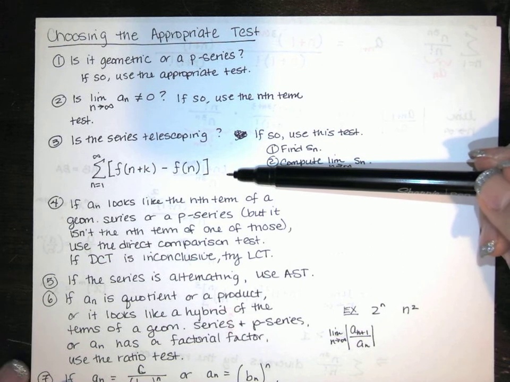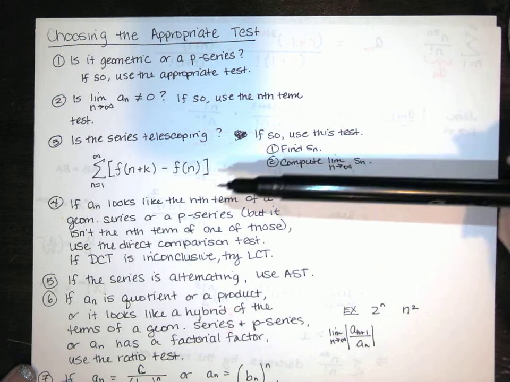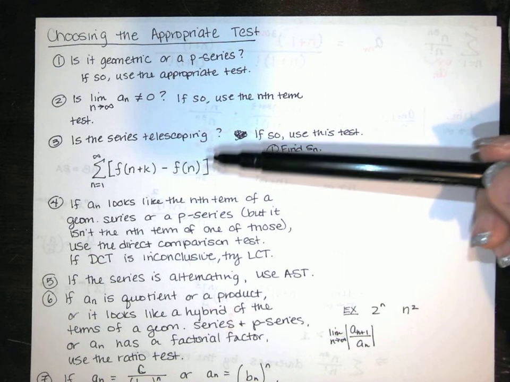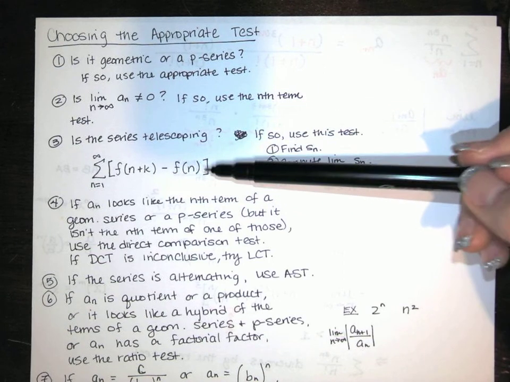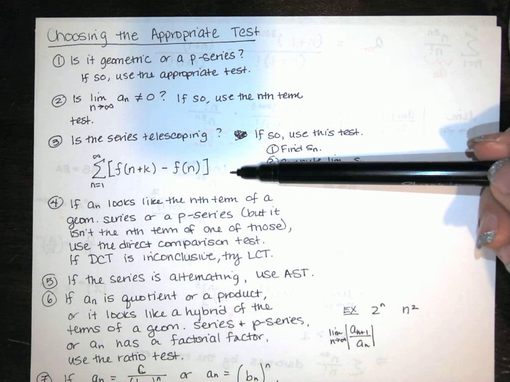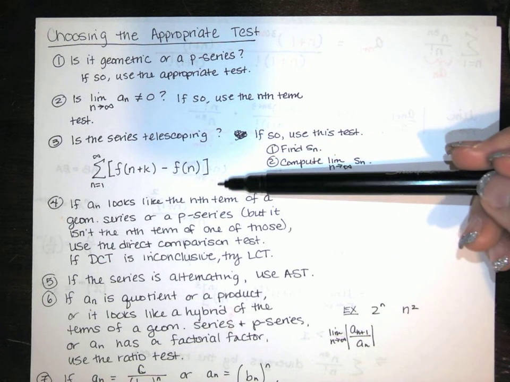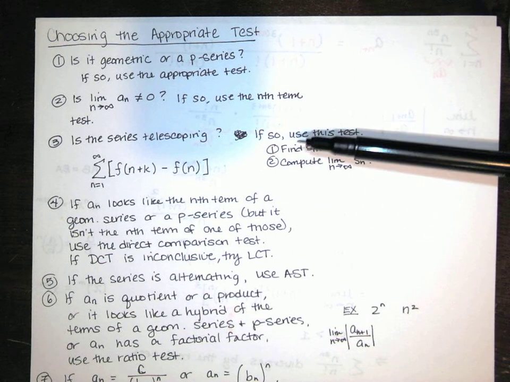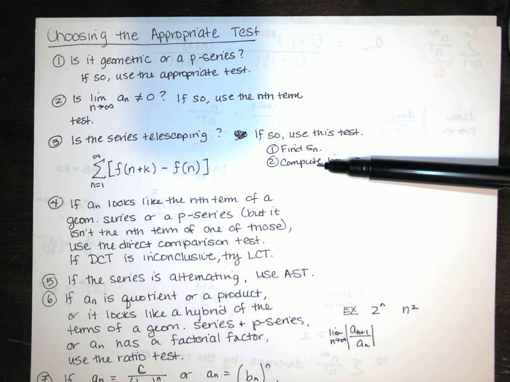Does a series look like this? So you have the same function twice. One of them is evaluated at n plus k. One of the functions is evaluated at n. They've got opposite signs. One's positive, one's negative. Then it's telescoping. Or if it can be rewritten to look like this, it's telescoping. Then you use the telescoping series test.